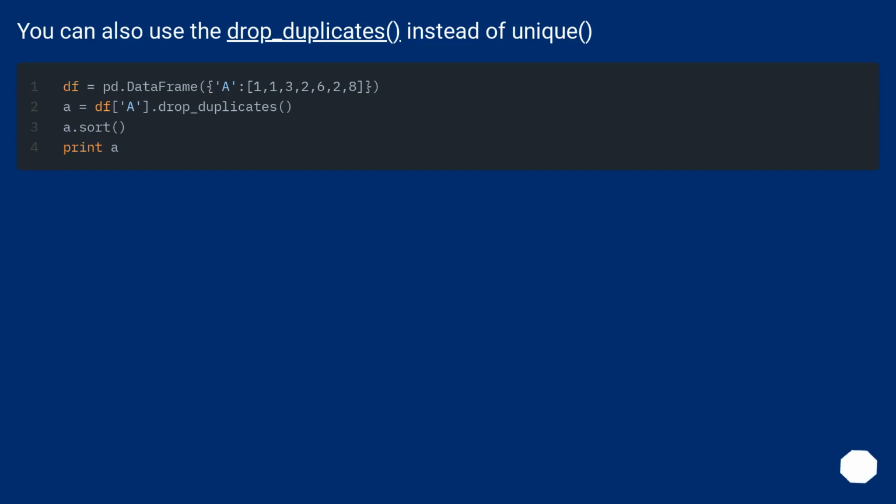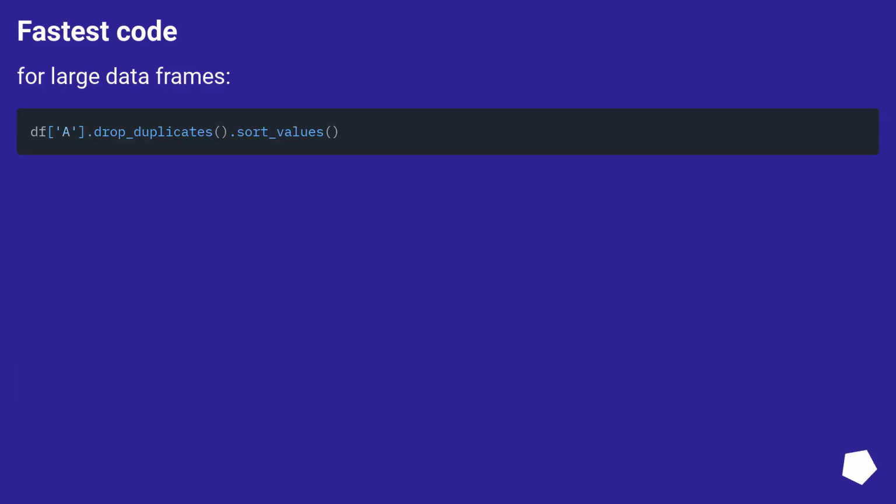You can also use the drop underscore duplicates instead of unique. Fastest code for large data frames.